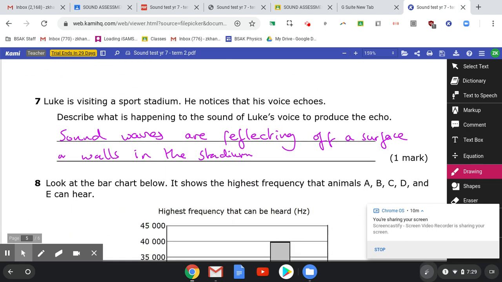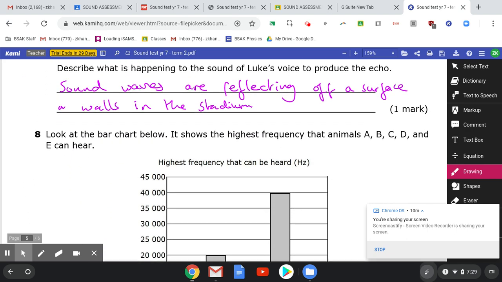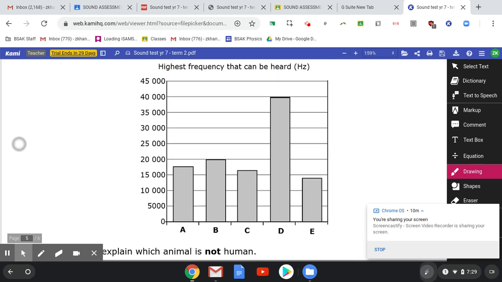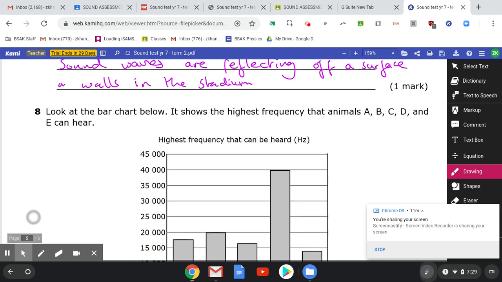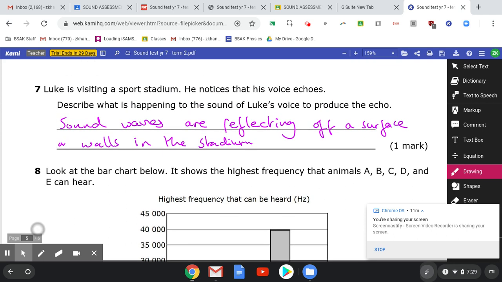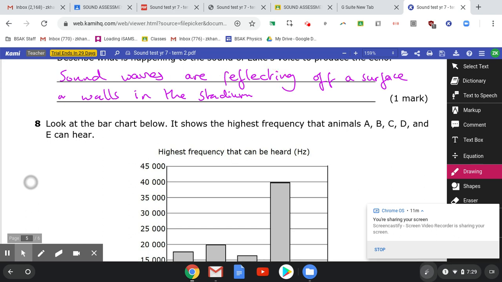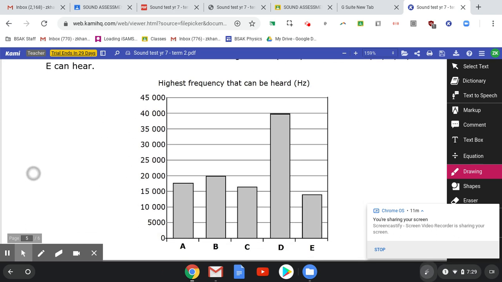Okay, right. Question 7. Sound waves are reflecting off a surface. So that's what an echo is, reflection of sound, and that must be in your answer, the word reflecting. Okay. Some of you might write the sound waves bounce off. I'll give you the mark for that, but the correct word is the sound waves are reflecting off the walls. That's what an echo is.